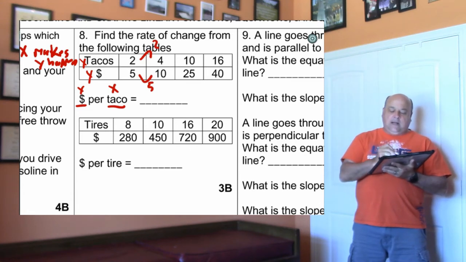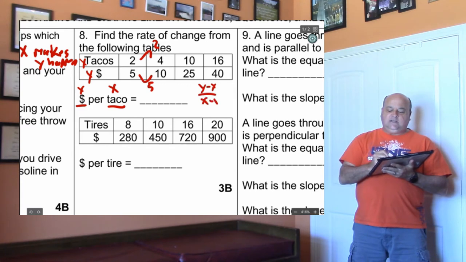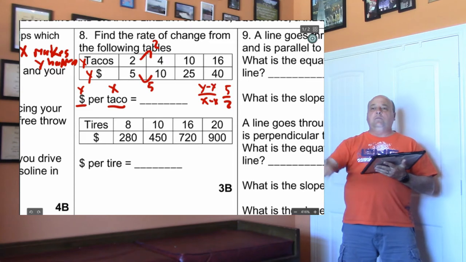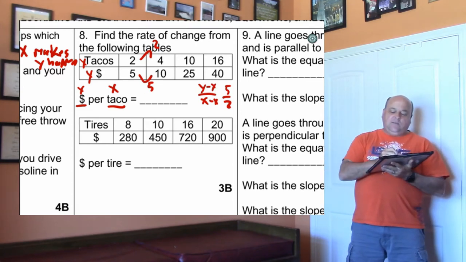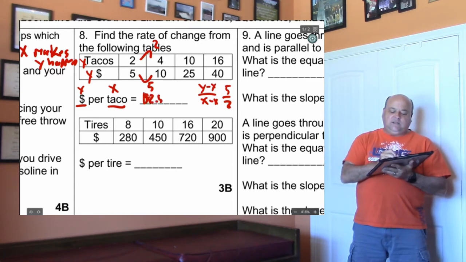My slope, remember, is Y minus Y over X minus X, and that's going to be 5 over 2, right? Since I'm dealing with money, I'm going to make that a decimal. That's going to be $2.50 per taco.